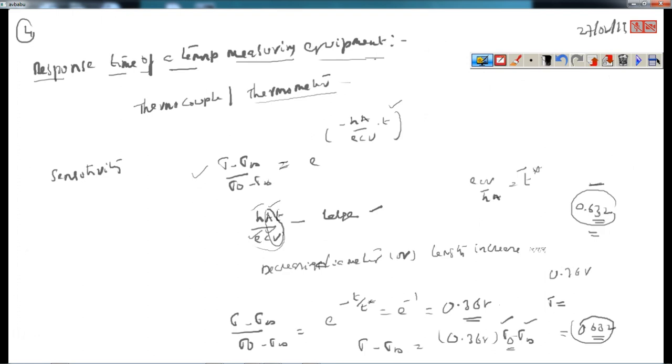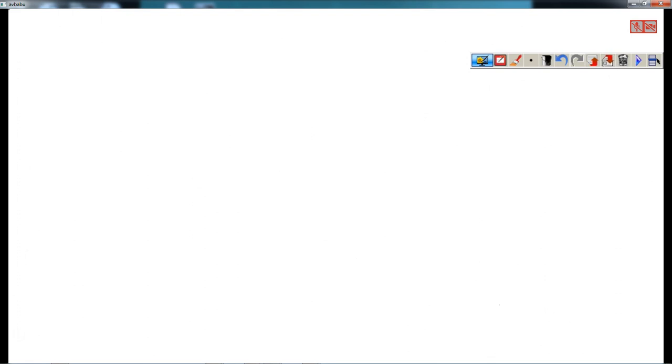Once you know this difference, 1 minus 0.368 is equal to 0.632. That is the time required. Now I will define sensitivity.